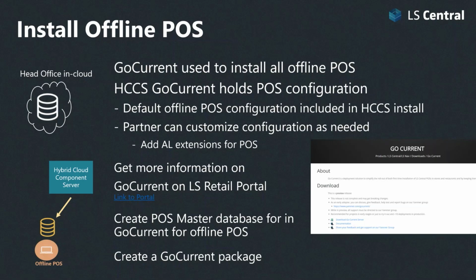The first step to create a POS: you need to take a snapshot of the SQL, the POSMaster, to be used in the install of the POS. You do that by going to GoCurrent. That will take a copy of the database and make it ready. Then the next step is to create a GoCurrent package. This is a package including the SQL and all that, which can be used to implement the POS.